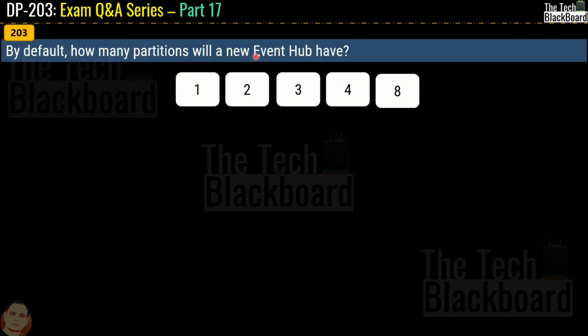Here it comes, question number 203. The question says that by default, how many partitions will a new event hub have? Your options are 1, 2, 3, 4 or 8. And the correct answer for this question is 4. So friends, by default, event hubs have 4 partitions. Now just to understand what partitions are, partitions are buckets within an event hub. Each publication will go into only one partition and each consumer may read from one or more partitions.